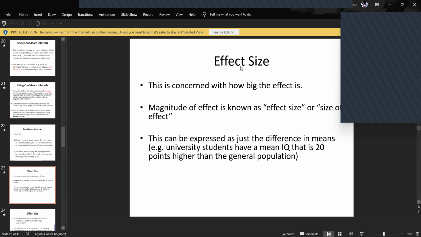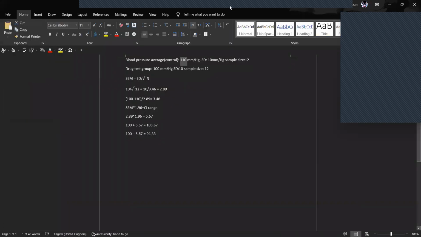And then you have effect size, which tells you how big the effect is, right? This is what we explained over here, where we said that the effect size is basically the amount that this drug, in this example, reduced the patient's blood pressure. In this case, it was 10 millimeters mercury. That's all you need to know about the effect size, really.